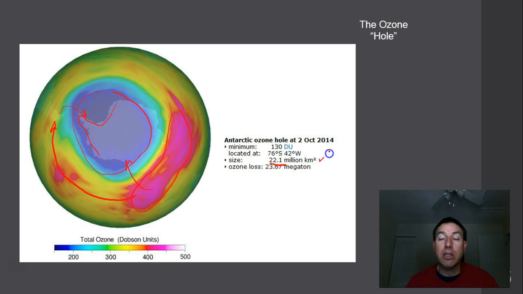Now, is this getting bigger? That's one of the questions. If we look a few years back, the biggest ozone hole was at 27 or so million kilometers squared. So this is actually smaller than the largest thinning area. We hope that the ozone hole is actually getting smaller.